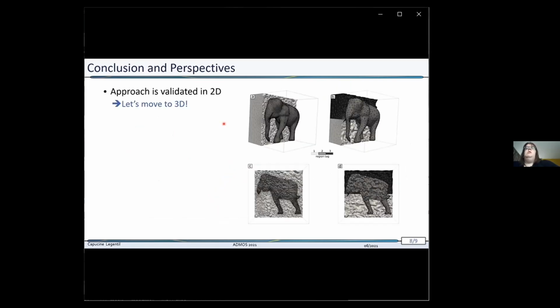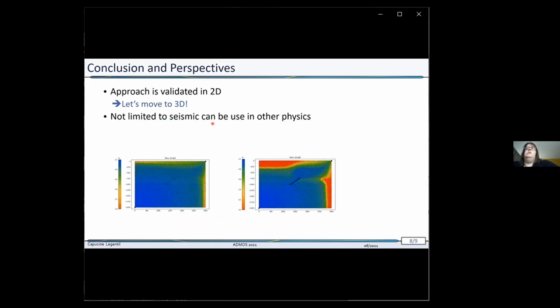To conclude this presentation, we can say that the approach is validated in 2D, and we are confident for application of this approach to uncertainties on other geological interfaces, and for the extension to 3D. I present you a seismic application, but this approach can also be used in other physics, such as fluid dynamics.